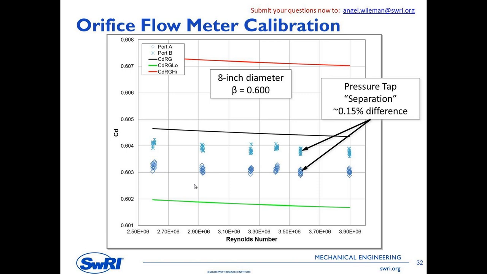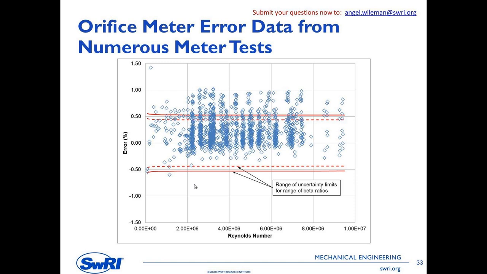So you can improve this meter's performance by calibrating the meter and using the discharge coefficient that comes from a calibration. And if you do that over several hundred meters, which is what I'm showing here, and you just calculate what the error is relative to the acceptable bounds that are in AGA3, you can see that sometimes they're not within the bounds of the document.